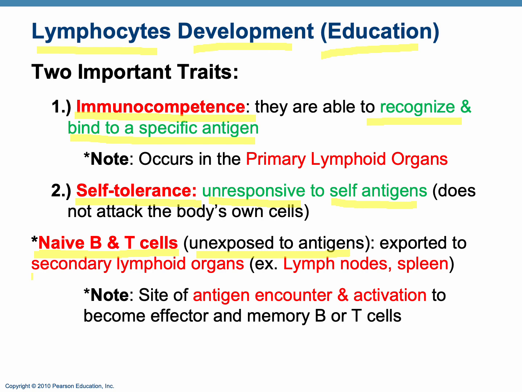Typically, they'll travel to secondary lymphoid organs. So they may leave the thymus gland in the case of the T cells. The B cells will leave the red bone marrow, and they go to secondary lymphoid organs. So they might go to the spleen, maybe they'll go to lymph nodes, maybe they'll go to the tonsils, etc. And then they may eventually have that first encounter with an antigen, and then they understand their role in your immune system.